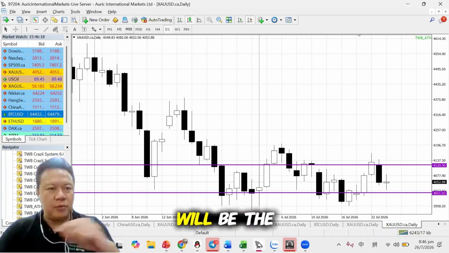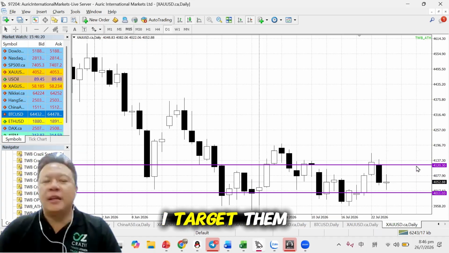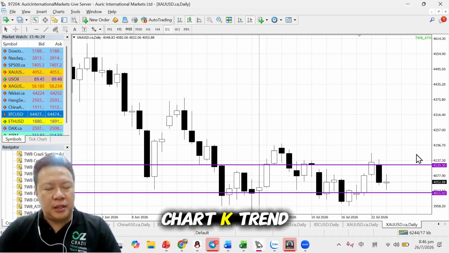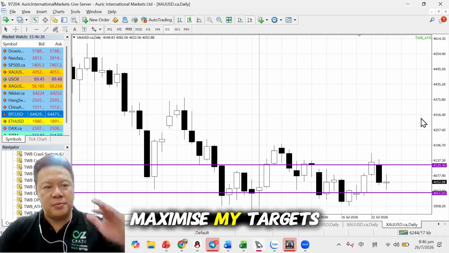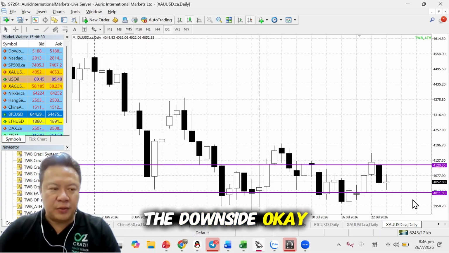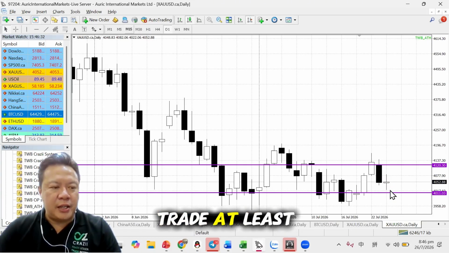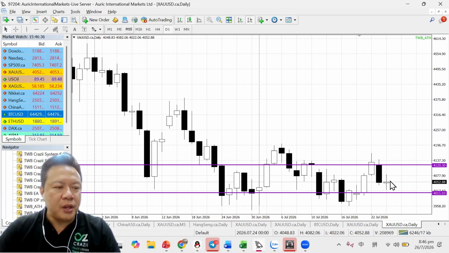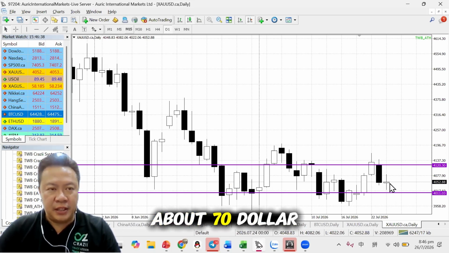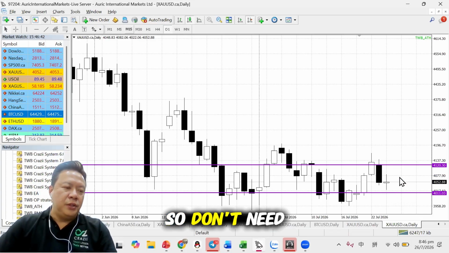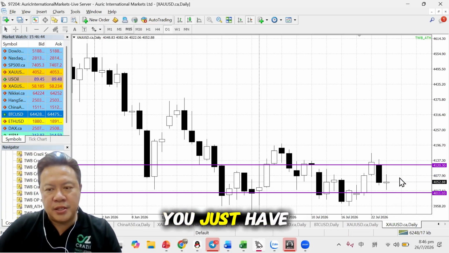So the OP will be the guide, and then I target them. Along the way, I will use the 5-minute chart K trend to maximize my targets towards the upside. If not, then I'll maximize the downside. This particular trade, the downside is worth about $40. Upside is worth about $70. Upside 70, downside 40. So you don't need to care which side the market goes. You just have to follow through.